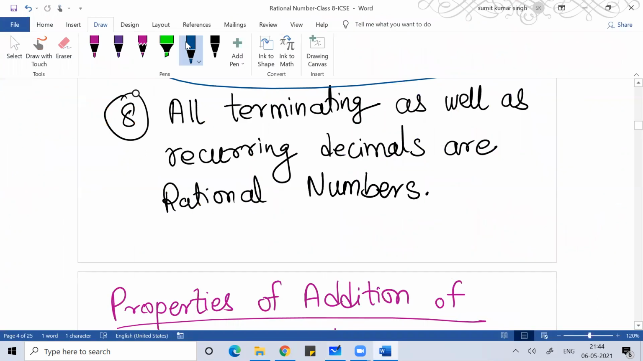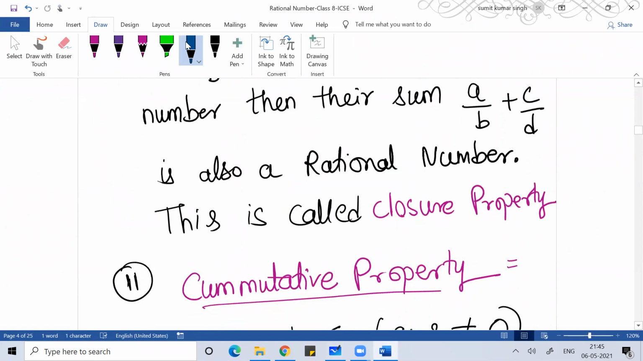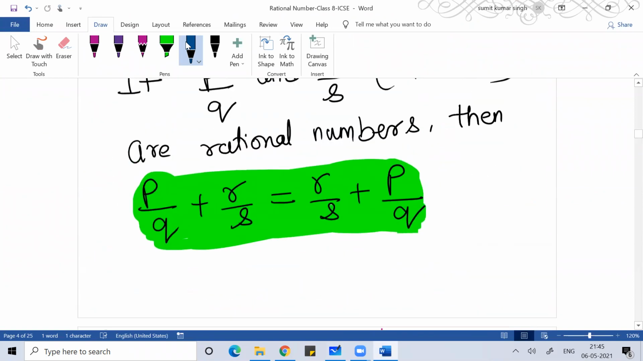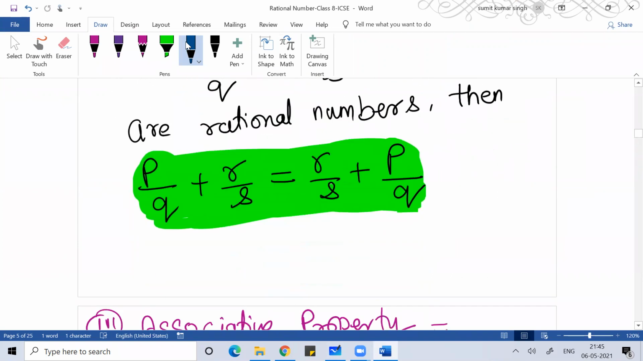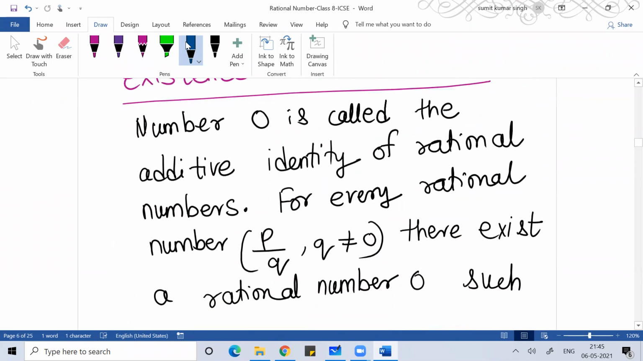Very basic, you can prove it. We'll do a lot of numericals from different books like ML Agarwal, R.S. Agarwal, Selina Publications. With that, I'll make sure that you understand these concepts. Already we have talked about the closure property, and this is the associative property, as I already told you.